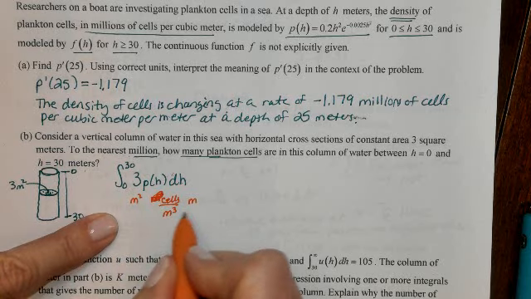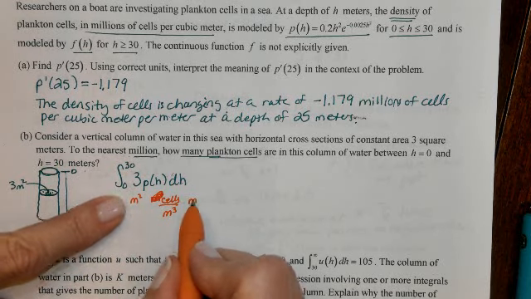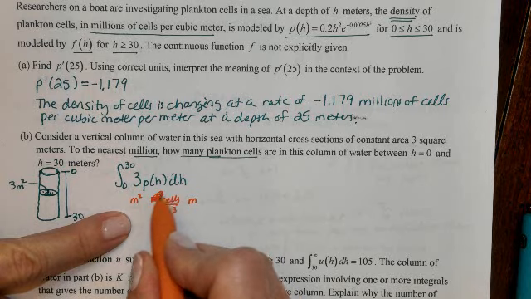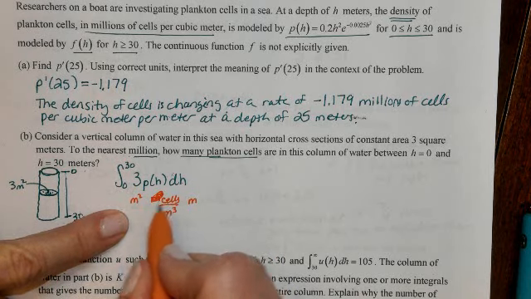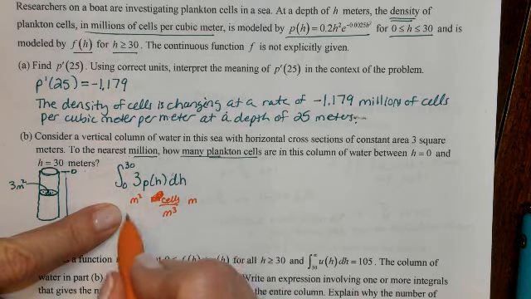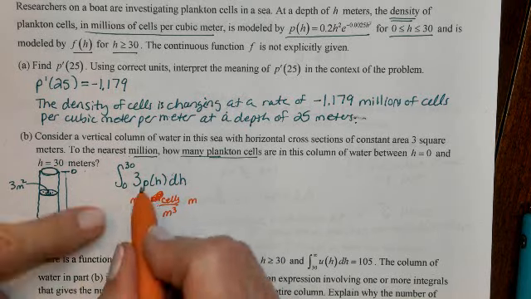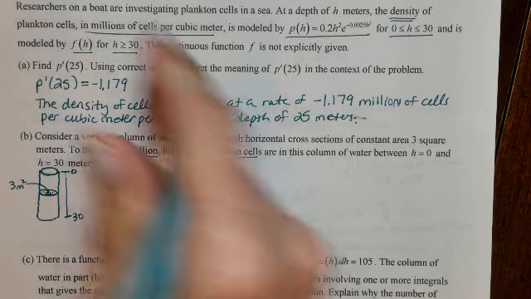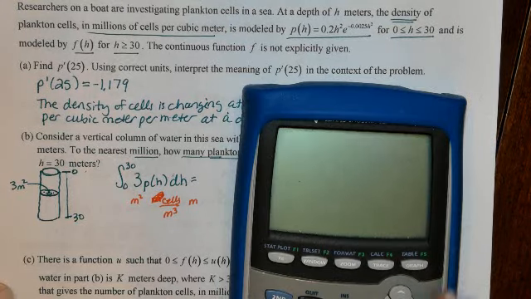Look at how the units cancel out. We have meters cubed on top, meters cubed on the bottom, those cancel out, and we're left with cells, right? So even just doing a little unit analysis here confirms that this is the correct setup for this. So we'll go to our calculator.